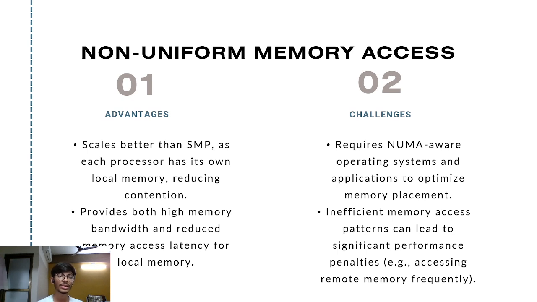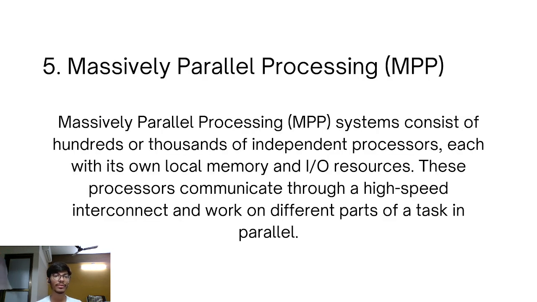Advantages of NUMA: it scales better than SMP, as each processor has its own local memory, reducing contention and providing both high memory bandwidth and reduced memory access latency for the local memory. Challenges in NUMA: it requires a NUMA-aware operating system and applications to optimize the memory placement. Inefficient memory access patterns can lead to significant performance penalties, for example using remote memory access frequently. Fifth is massively parallel processing (MPP).